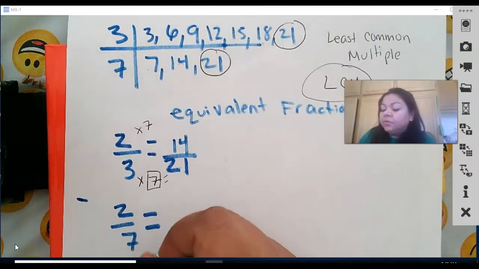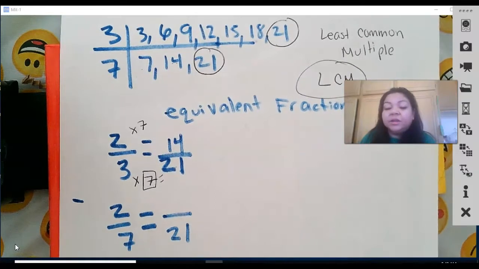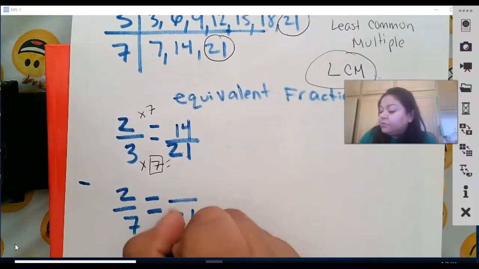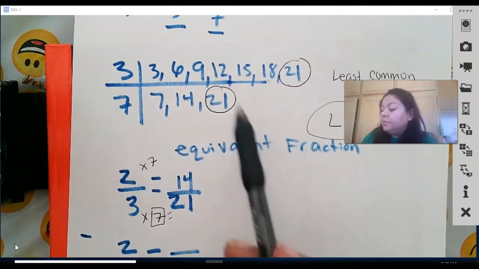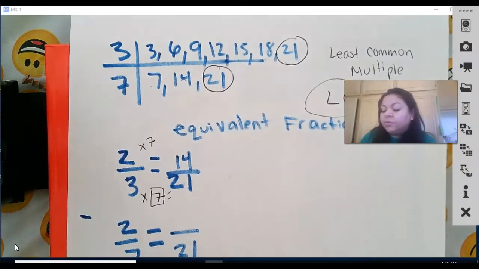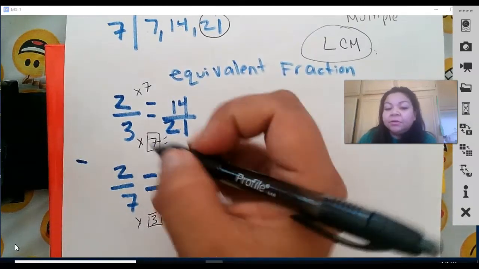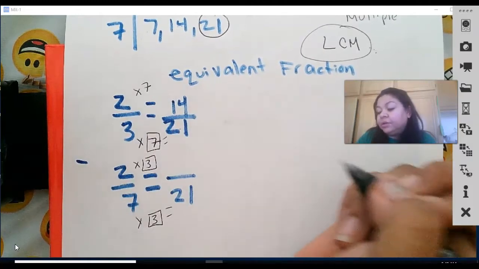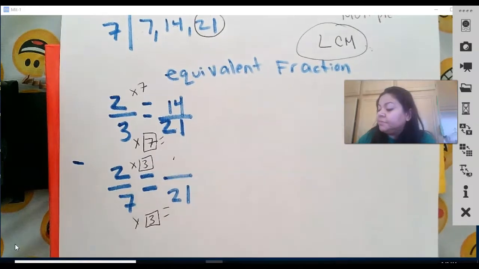Now we need to find the equivalent fraction of 2/7 using 21 as our denominator. And we do the same process. 7 times what number equals 21? Okay, so if you look here, 1, 2, 3, right? 7 times 3 equals 21. And if I multiply the denominator by 3, that means that I need to multiply the numerator by the same digit, which is 3. 2 times 3 equals 6.